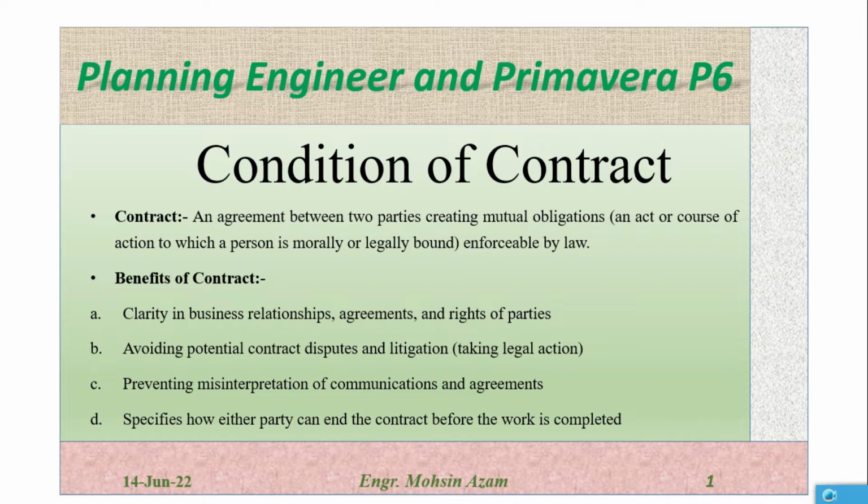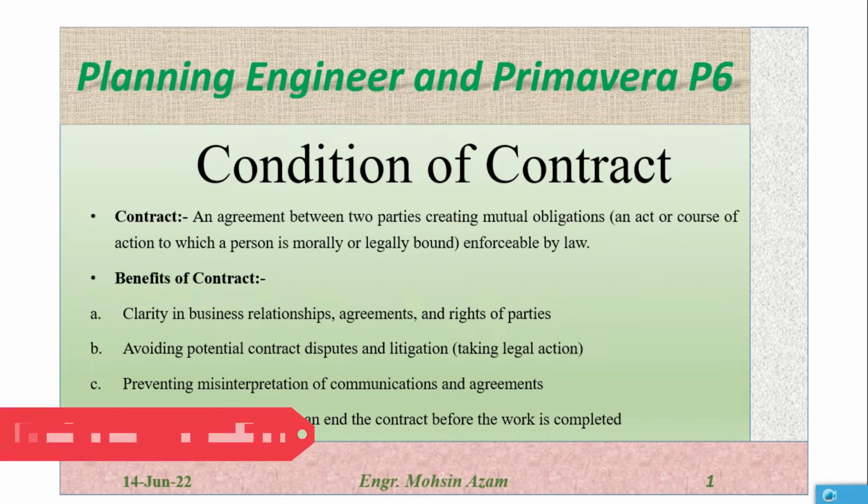Contract is an agreement between two parties creating mutual obligation enforced by law. What is mutual obligation? Mutual obligation is an act or course of action to which a person is morally and legally bound. So contract is actually an agreement between two parties which will be enforced by law. Mutual obligation, as we read here, is basically an agreement between two persons or two stakeholders by which they are morally and legally bound.